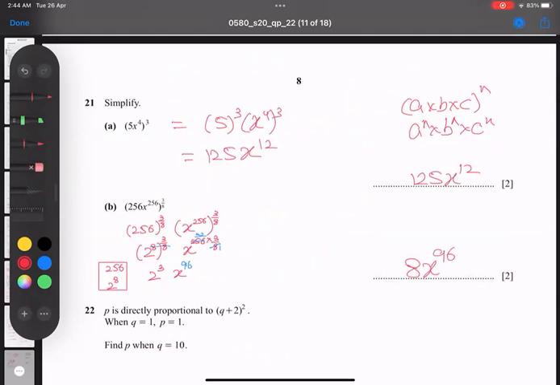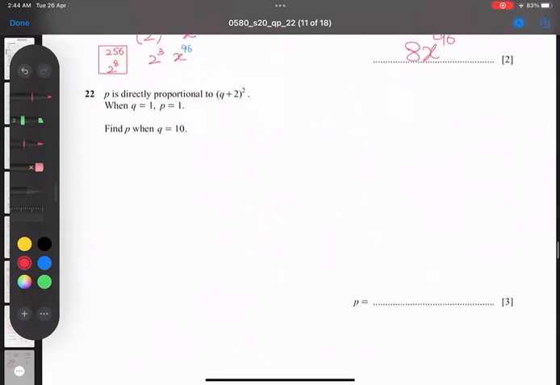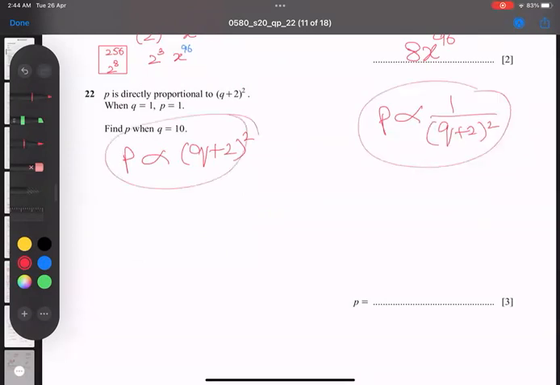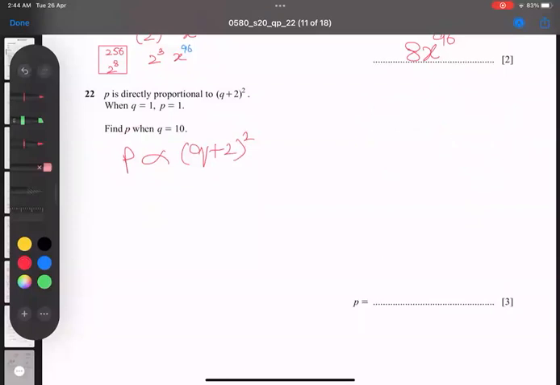P is directly proportional to this. If the word inversely comes, everything is the same, only it will go in the denominator. That's it. This is the word inversely. This is called directly. I hope the point is very, very clear. Okay, so let's go further.